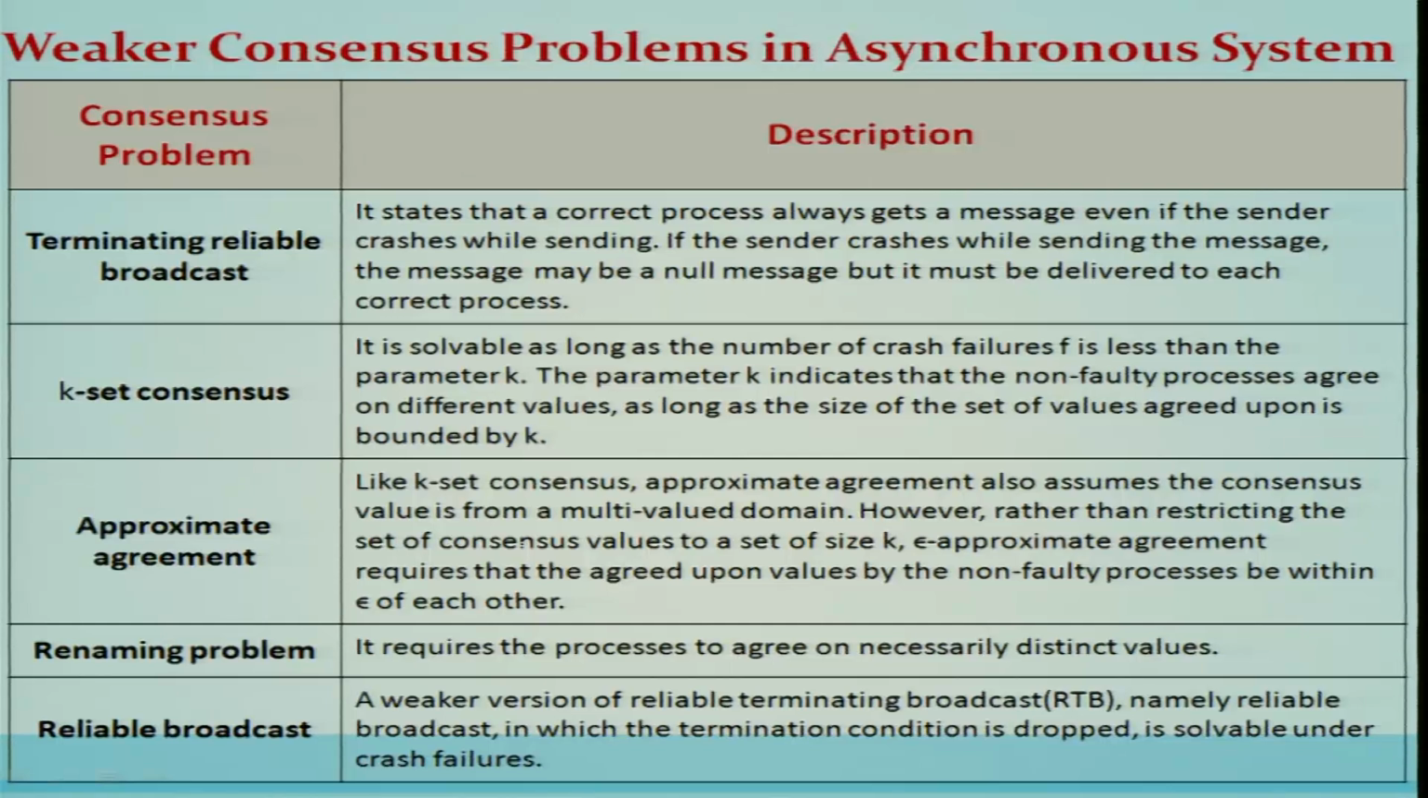Approximate agreement, like K-set consensus, also assumes the consensus value is from a multi-valued domain. However, rather than restricting the set of consensus values to a set of size k, epsilon approximate agreement requires that the values agreed upon by the non-faulty processes are within epsilon of each other. The renaming problem requires the processes to agree on necessarily distinct values. Reliable broadcast, a weaker version of terminating reliable broadcast in which the termination condition is dropped, is solvable under crash faults.